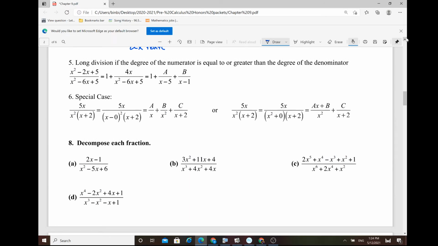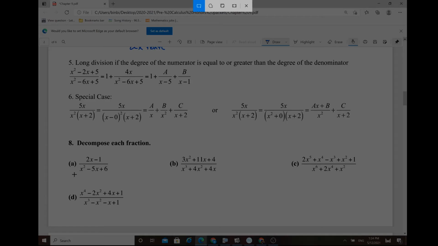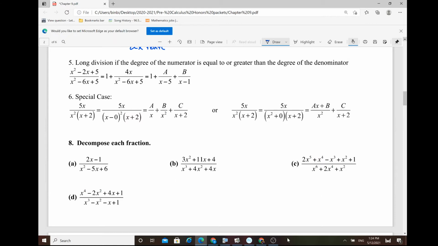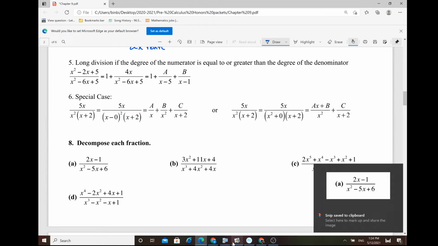So for number 8, decompose each fraction. Again, the word decomposing means you want to separate the rational expression into two or multiple rational expressions. Okay, so starting with a right here, let me put it out. 2x minus 1 over x squared minus 5x plus 6.